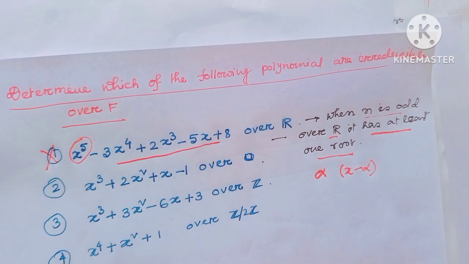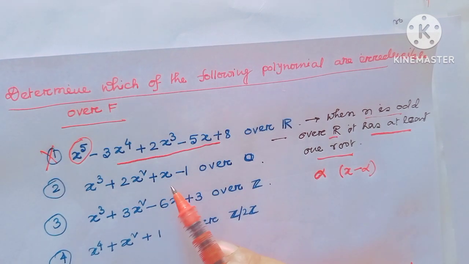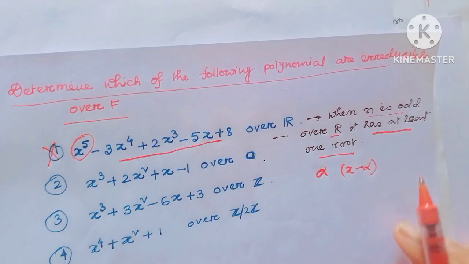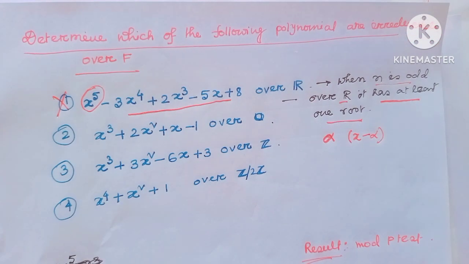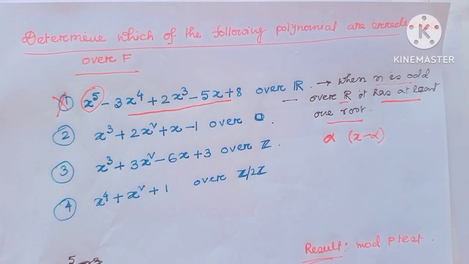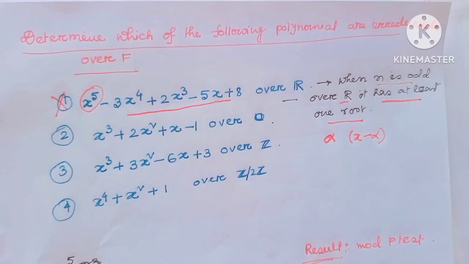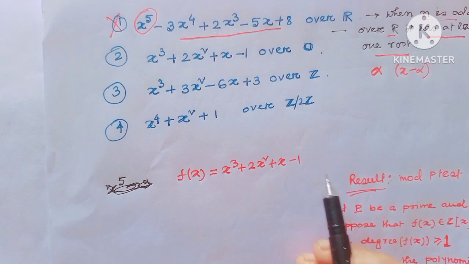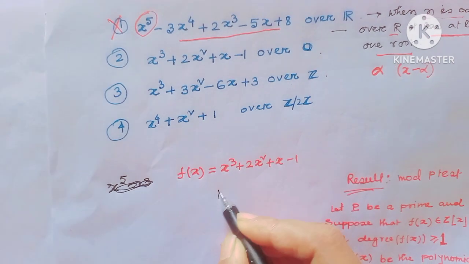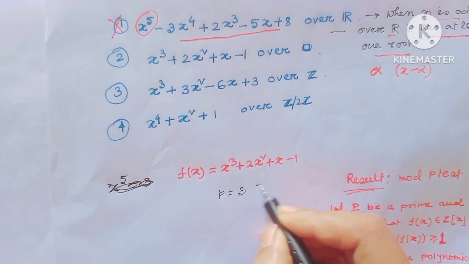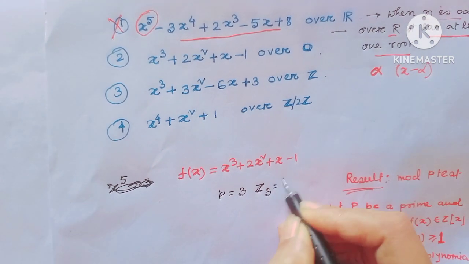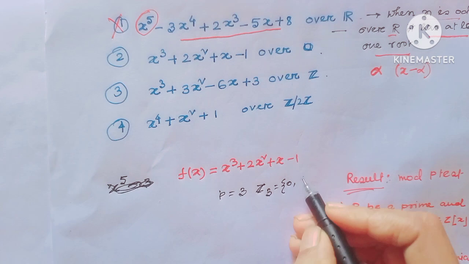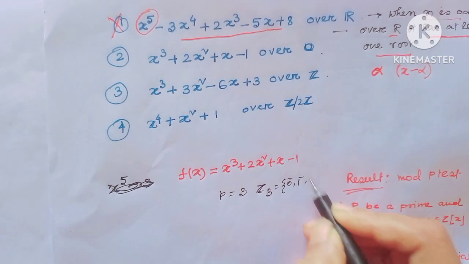Option 2, x cubed plus 2x squared plus x minus 1 over Q. Is this polynomial irreducible? For this, I will use the mod p irreducibility test. f(x) equals x cubed plus 2x squared plus x minus 1. If we consider p equals 3, then over Z3, 0 bar, 1 bar, 2 bar.